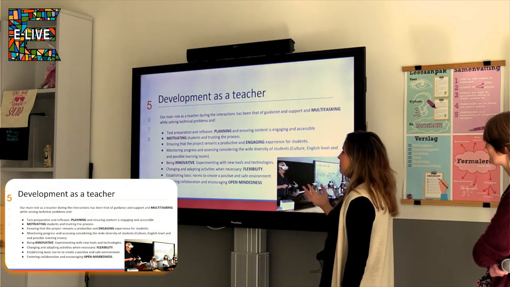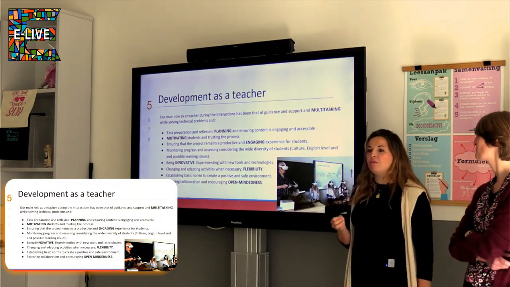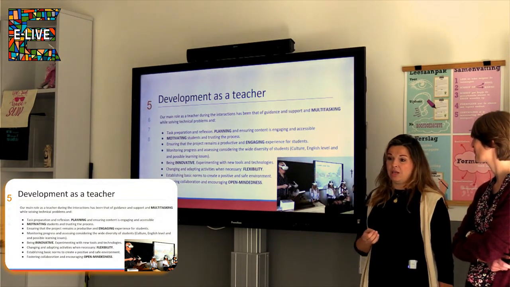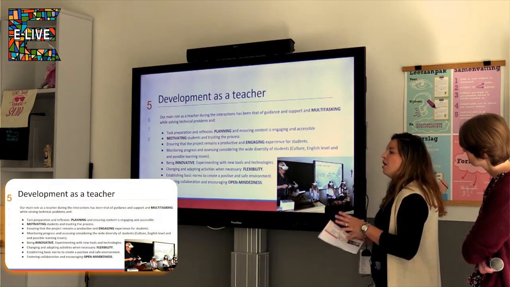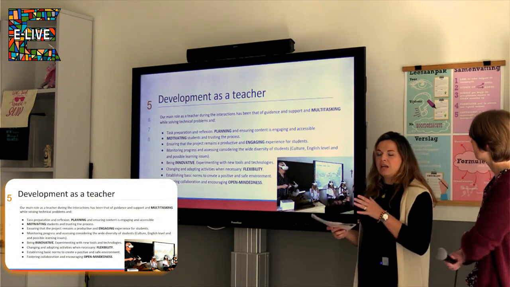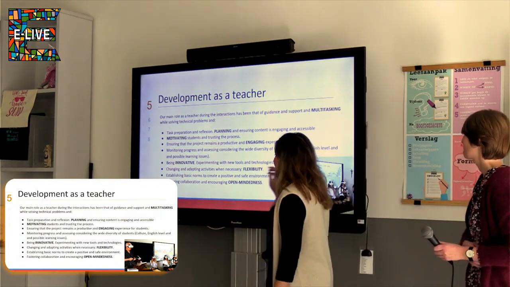Then adapting activities, of course, and then establishing norms and rules. We want a safe environment for our students. They are minors as well, okay? So we need to know very well what they have to do, what they are not allowed to say, how to behave, okay? And the last one, sorry, is encouraging open-mindedness.